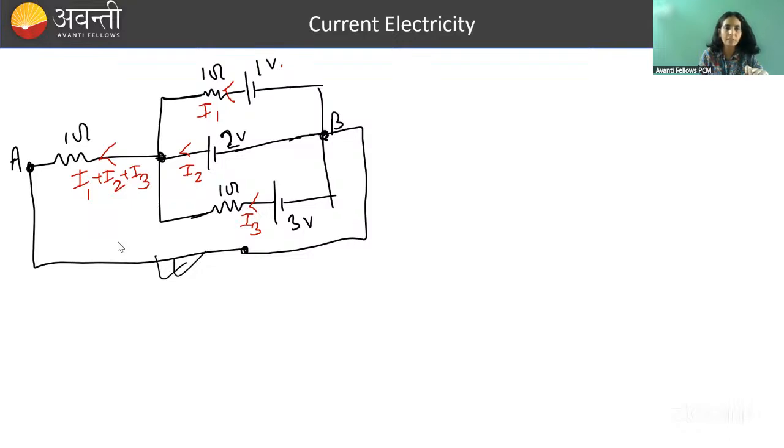Harshita, in which case you are asking? In the previous case, A. Okay, so the previous case was something like this: here was R, here was a battery, and here was a resistance. Okay, fine.